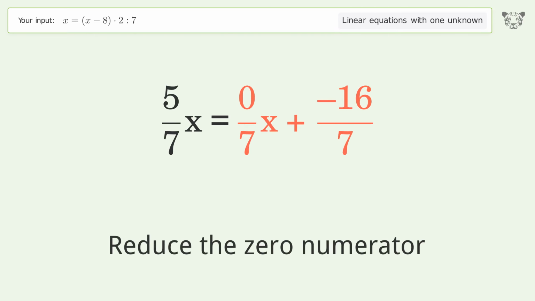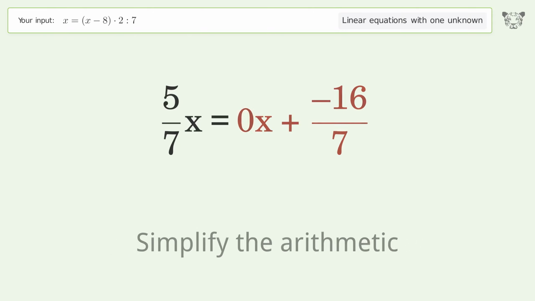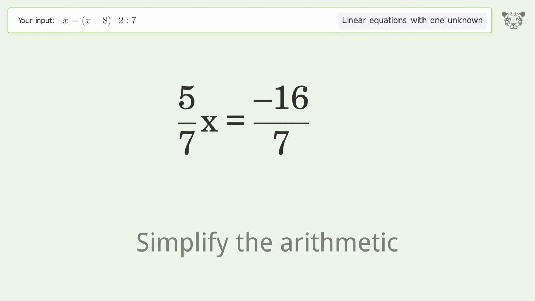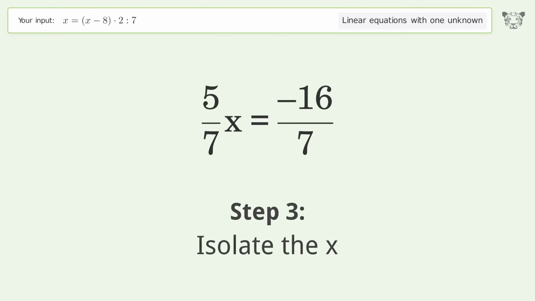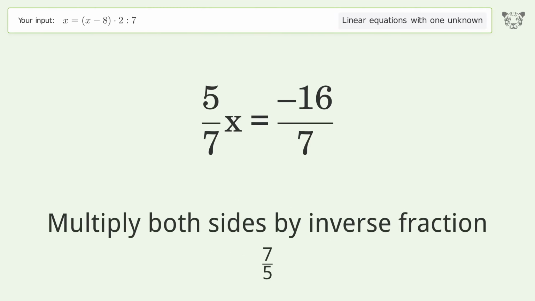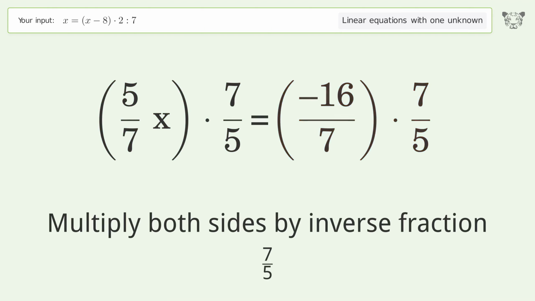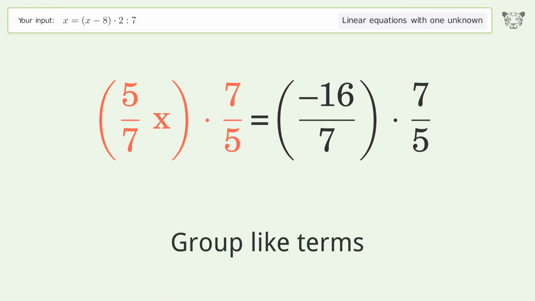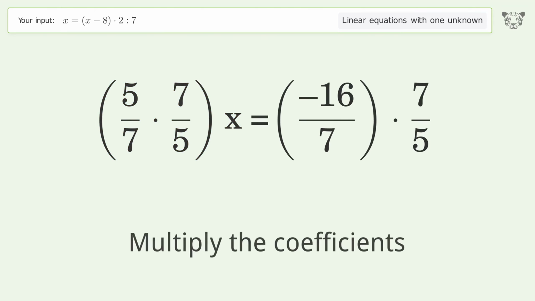Reduce the zero numerator. Simplify the arithmetic. Isolate the x. Multiply both sides by inverse fraction 7/5. Group like terms. Multiply the coefficients.